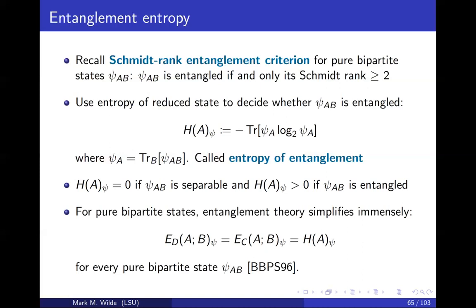As it turns out, for pure bipartite states, entanglement theory simplifies a lot. Both the distillable entanglement and the entanglement cost are equal. That means entanglement theory is reversible in a physical sense, and they're equal to the entropy of entanglement. And that's for every pure bipartite state. So that's the story for pure states. Entanglement theory gets more difficult when you go to mixed states.